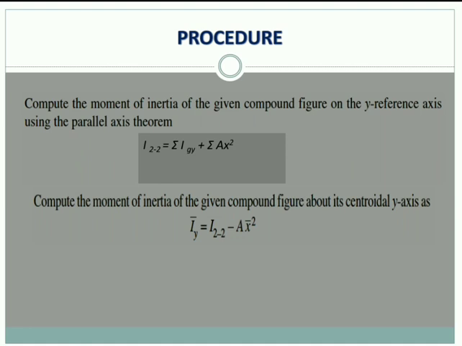So again I am repeating, we will go through some examples and then this concept will be much clearer.